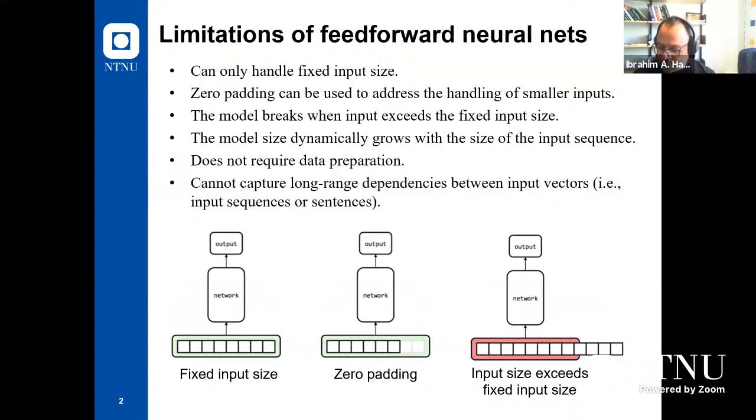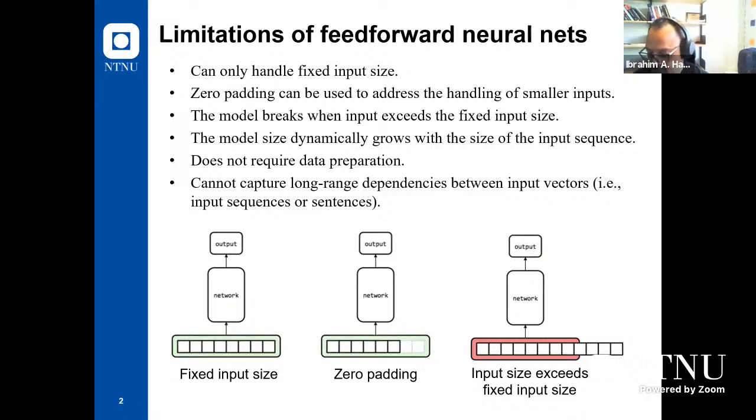We can use zero padding to address handling of smaller inputs. Sometimes when you design your model, you design it for some fixed input, but to deal with smaller inputs, we can use zero padding, maybe from the left side or from the right side. In RNN, sometimes we can use it from the right-hand side. The model breaks down when the input exceeds the fixed input size. This is a problem, of course. And the model size will grow dynamically with the size of the input sequence. So if the input sequence increases, we need to redesign the whole system, and the size of the system will dramatically increase.